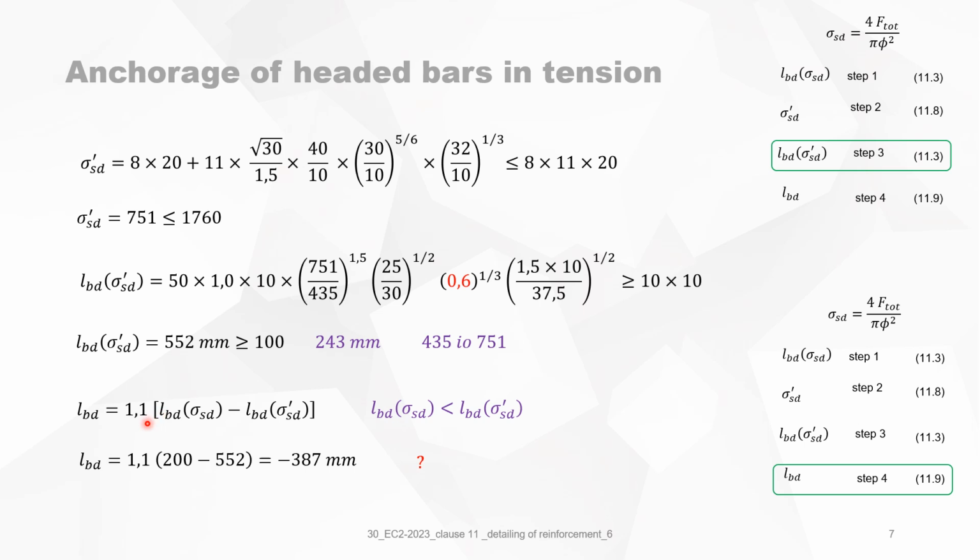Then we go to step 4, which is the difference between those two anchorage lengths times 1.1, and immediately we see that the difference, or that LBD, is negative. So this only means that we do not need an anchorage length as such. The head completely covers the whole system.